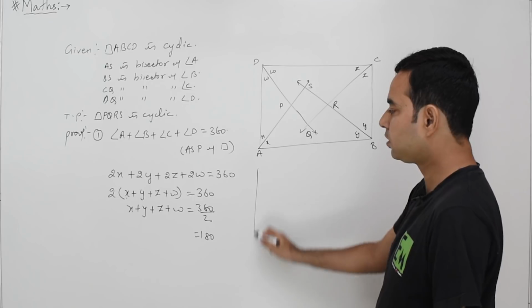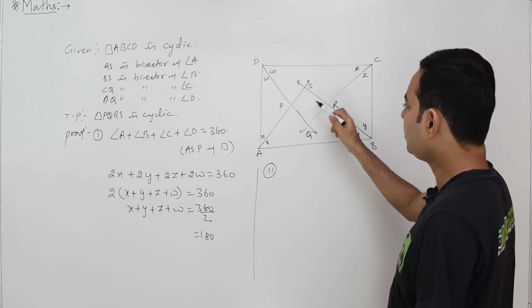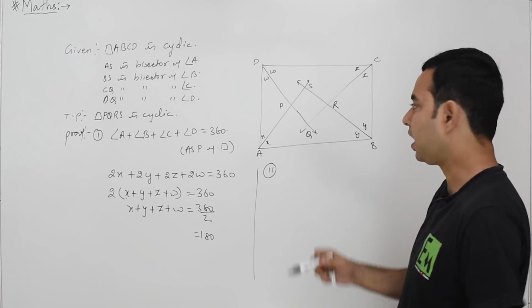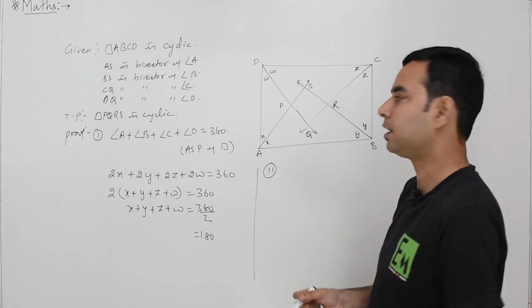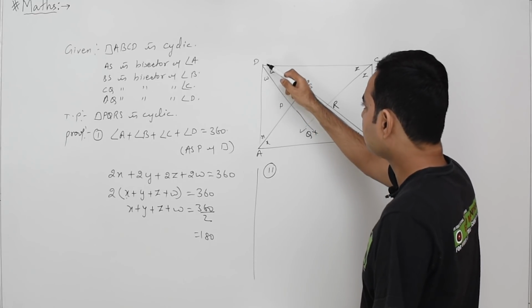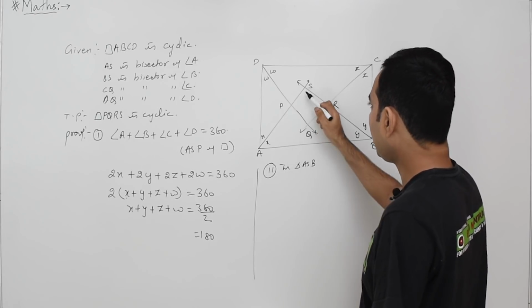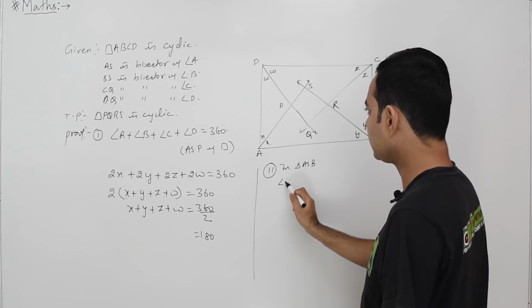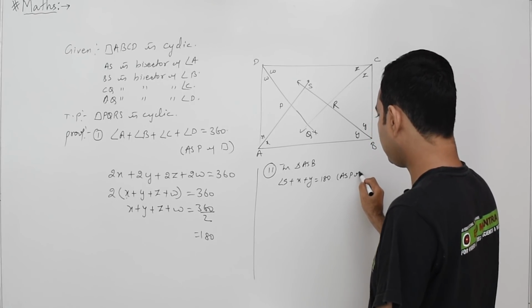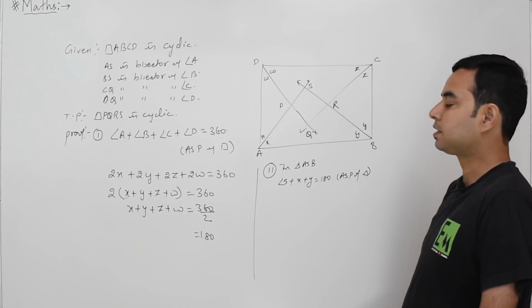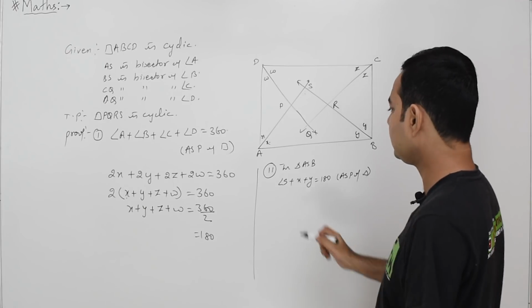Now this is equal to 180, it means that in quadrilateral PQRS, we have to prove that angle Q plus S is 180. If opposite angles are supplementary, then the quadrilateral is cyclic. So for that, in triangle ASB, angle S plus x plus y is equal to 180, because of angle sum property of triangle. Because the sum of measures of angles of a triangle is 180. So angle S plus x plus y is 180.